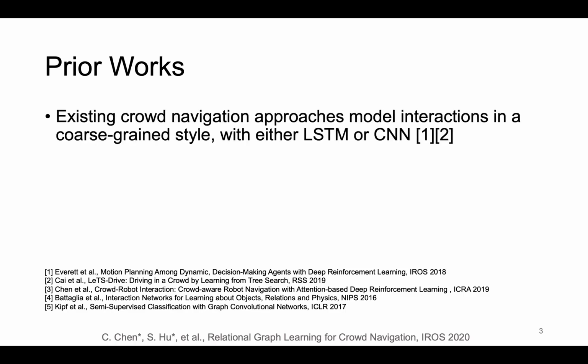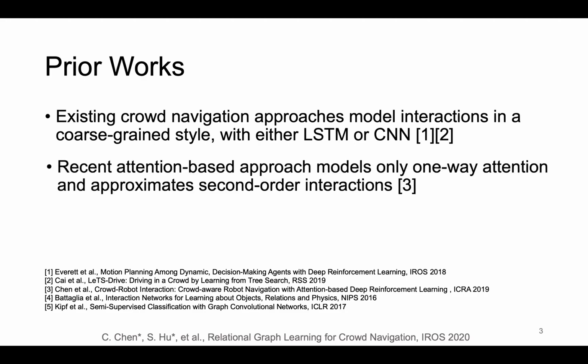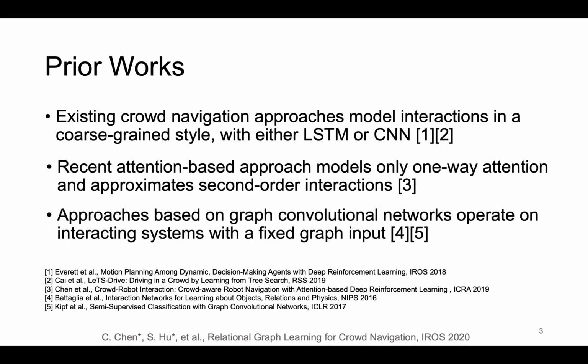Most of the existing crowd navigation approaches model interactions in a coarse-grained style. They either used an LSTM or CNN to aggregate human states. A recent method addressed this problem by using attentive pooling to aggregate pairwise interaction features, but this attention mechanism only models one-way attention from the robot to humans. Graph convolution network is a powerful tool for interaction modeling, but most works operate with the fixed graph inputs.